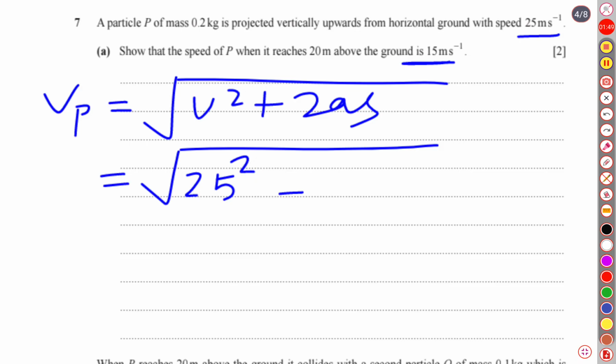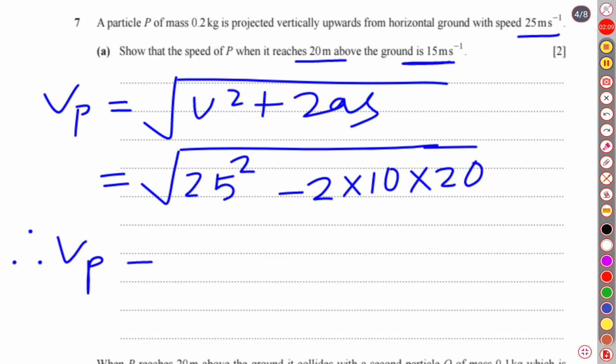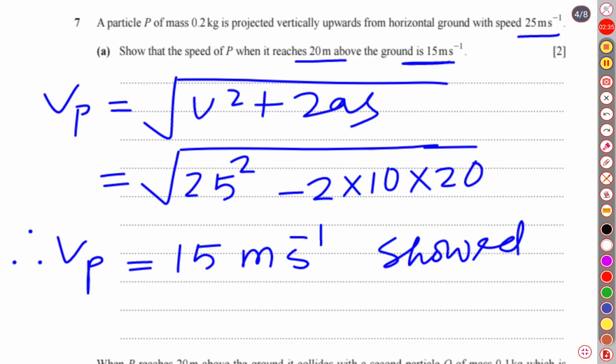Then our acceleration due to gravity is 10 and displacement is 20 meter above the ground, so 20. Hence our final velocity of particle P is going to be, look, 25 squared means 625, 625 minus 400 means 225. The square root of 225 is 15 meter per second. They told us that the velocity of P should be 15 meter per second when it is at a height of 20 meter, and we have shown so. So let it be written that we have shown.